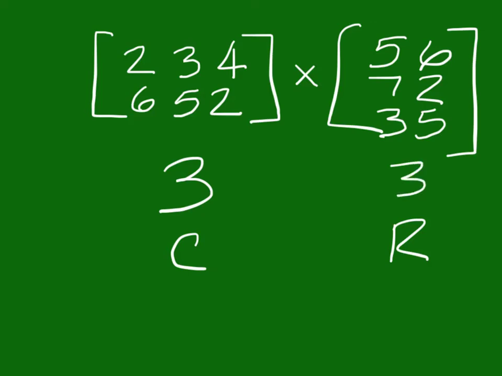3 rows. Columns go this way and rows go this way. So they match up. The answer is yes. You can multiply it out and then you would go work it.